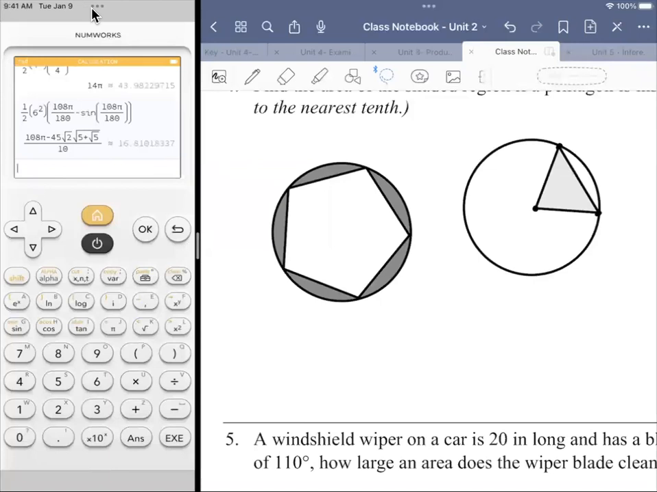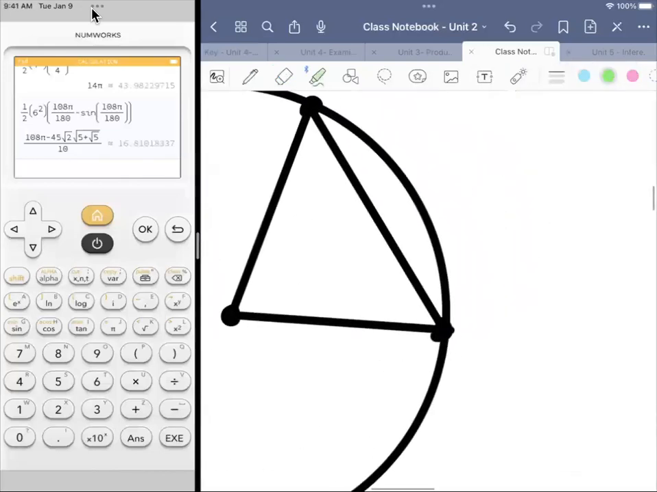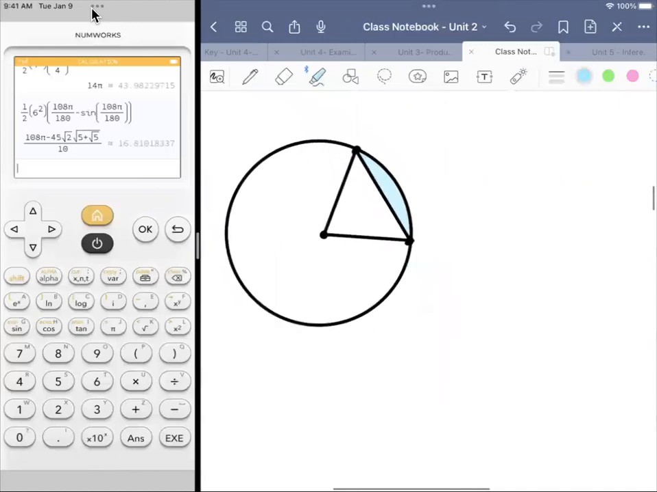Let me get rid of this extra shading here that I don't want. We're looking at this little sliver of stuff here. Ultimately, we're looking at 5 little slivers of stuff, but we'll start with one of them.